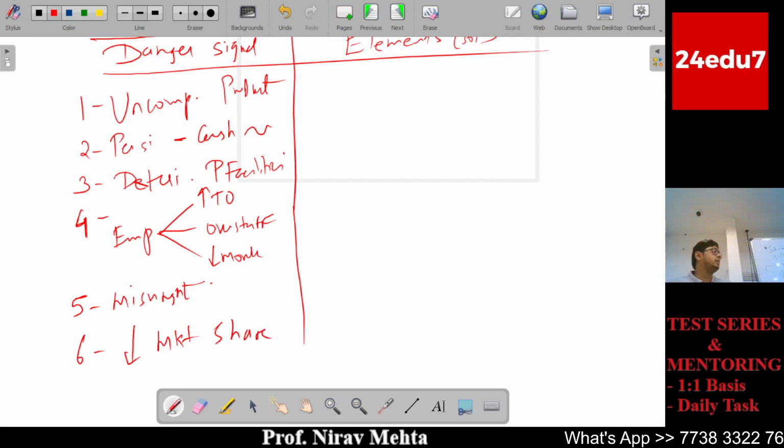So if you find these danger signals in any company, what will you suggest to that company? Turnaround strategy. Very important setup. 4 marks sure, short question. Are you getting my point? Yes or no?